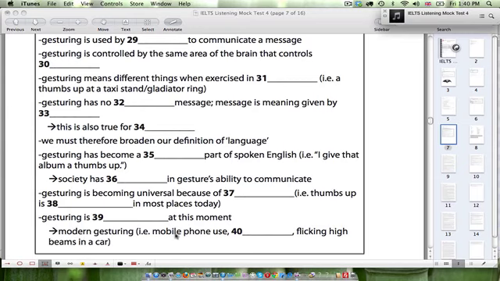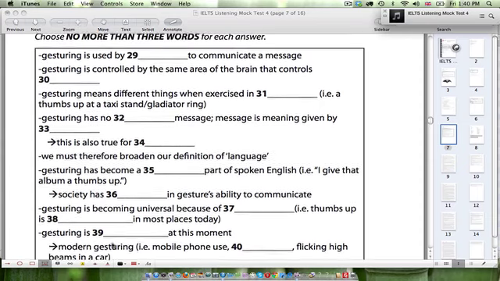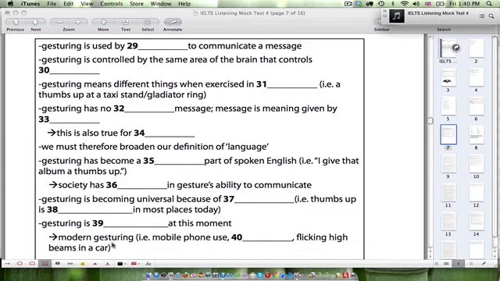Modern gesturing, mobile phone use, some more examples. Looks like an example with a comma and a comma around it. Now listen carefully and then a third answer example. Questions 29 to 40.